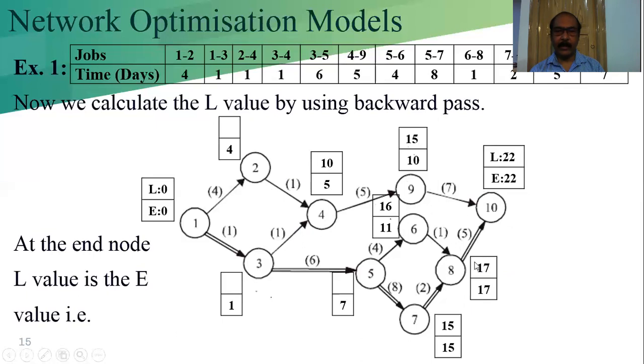Now here 17 minus 1, that is only 1. So 6 is the predecessor of 8. So what would be the L value of L6? 17 minus 1, that is 16. Now here 15. L9 is 15, and 15 minus 5, that is L4 equal to 10.